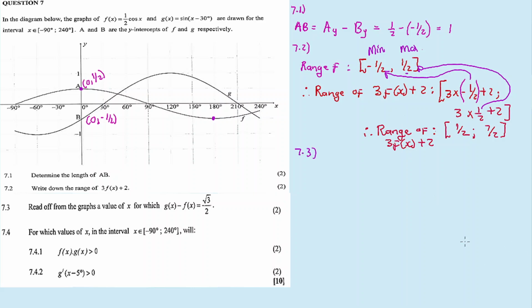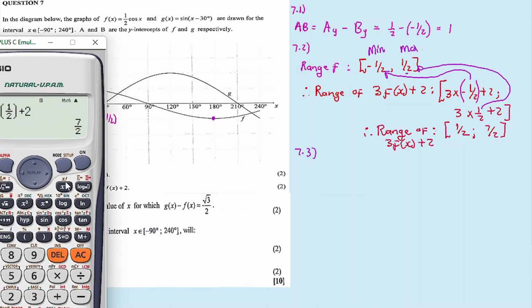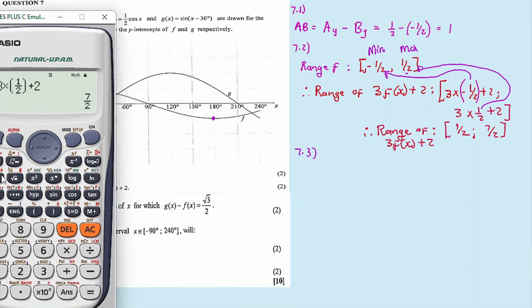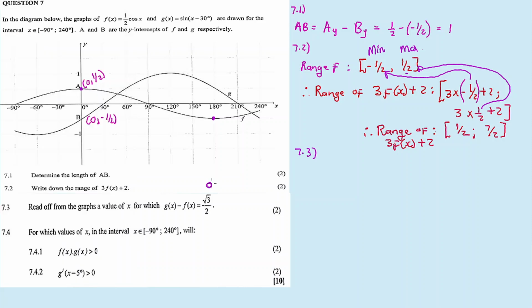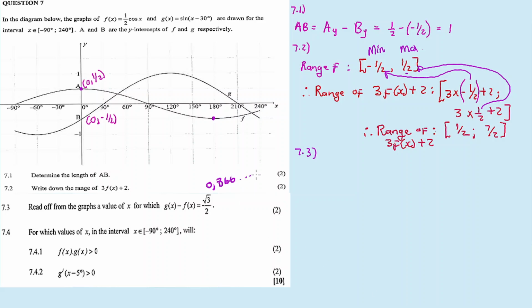7.3. Read off from the graphs a value of x for which g(x) minus f(x) is equal to square root of 3 over 2. I would call this one obvious. Let's say the square root of 3 divided by 2 is equal to 0.866. The value of this fraction is 0.866 and some values after the 6.